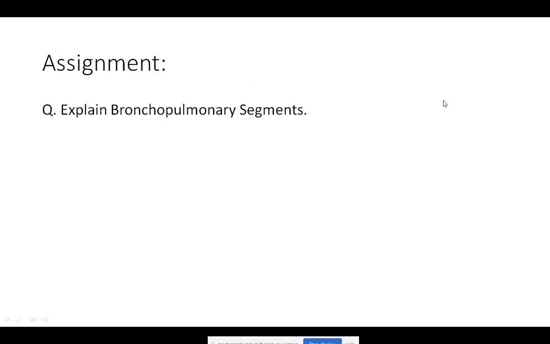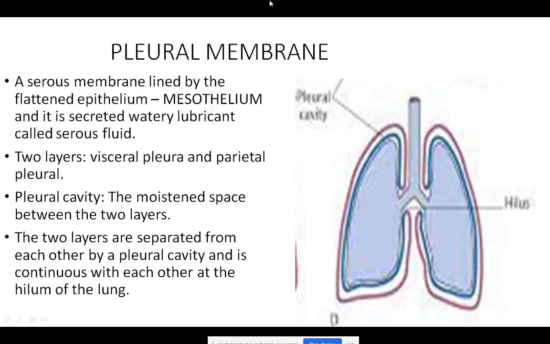Assignment to be done: you have to submit the assignment on bronchopulmonary segments. Explain the bronchopulmonary segments.